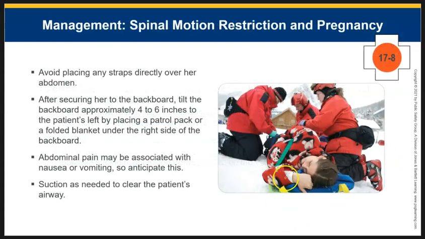If you have to transport a trauma patient and spinal motion restriction is one of your considerations, of course, don't place any straps directly over the patient's abdomen, and consider what we've seen before with hypotension in a pregnant patient. So go ahead and rotate the backboard a little bit by tilting it about 4 to 6 inches. Maybe put a blanket or a quick splint under the right side of the backboard when it's in a toboggan. That's also going to help with other possibilities, such as keeping the patient's airway clear should she vomit.